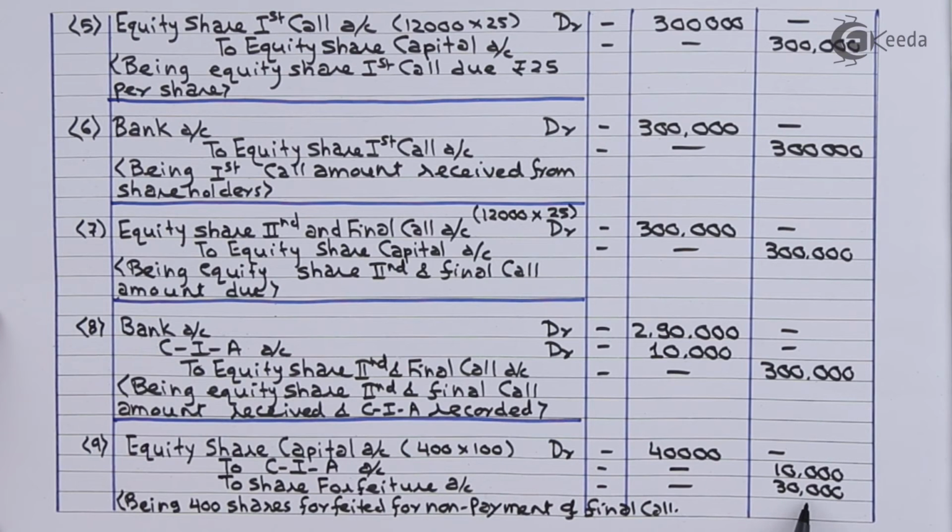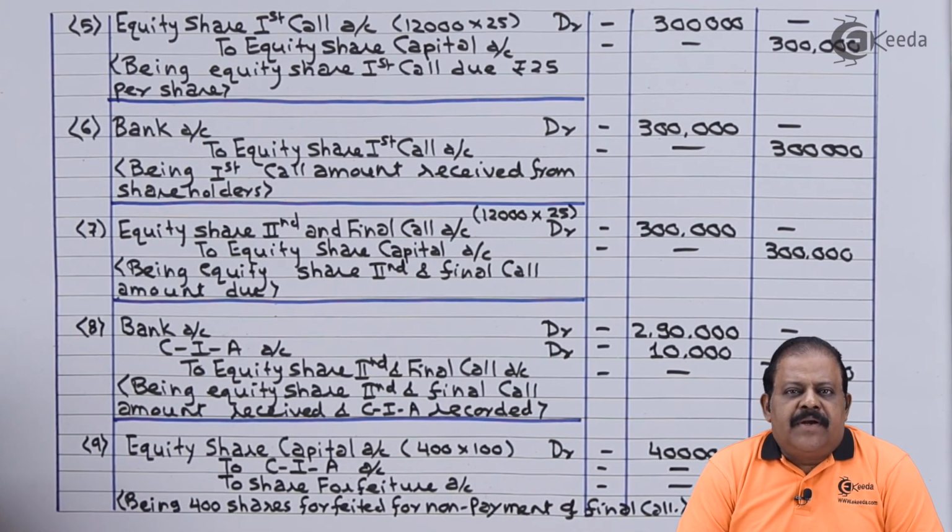This is an amount which the shareholder has paid so far, which will not be returned to him as a punishment at the time of forfeiture. This becomes profit of the company, capital profit. It is credited to share forfeiture account, being 400 shares forfeited for non-payment of final call. Here we have completed all journal entries.